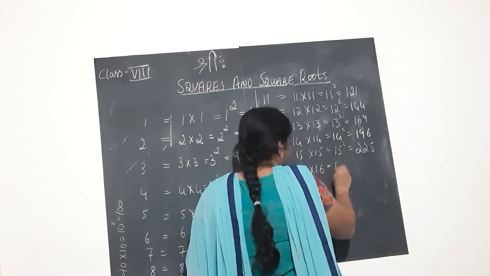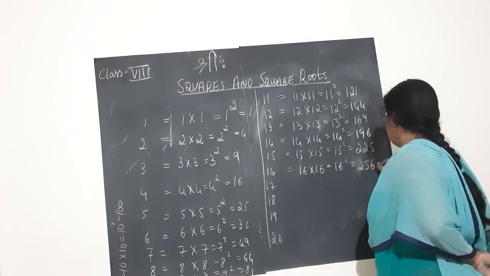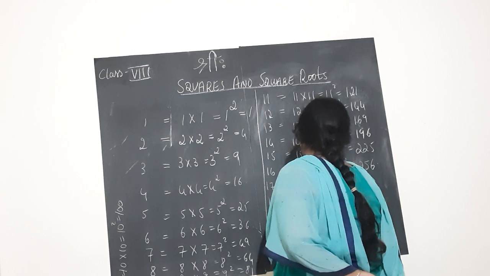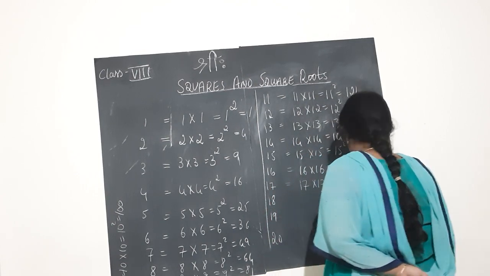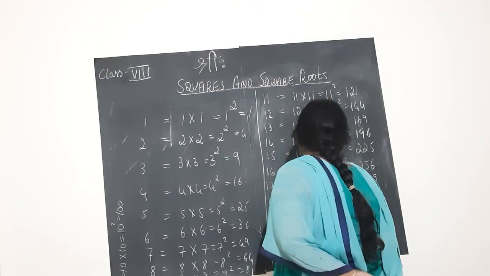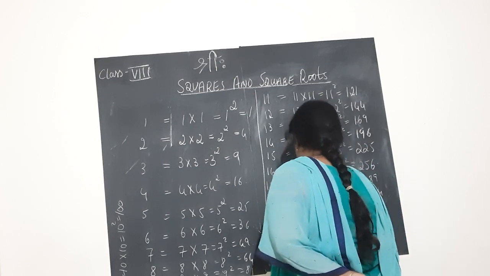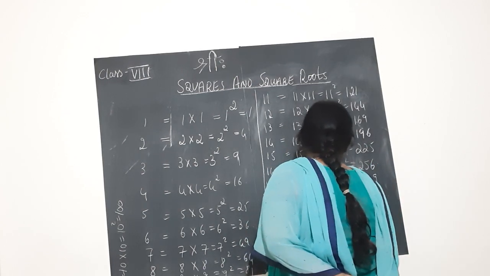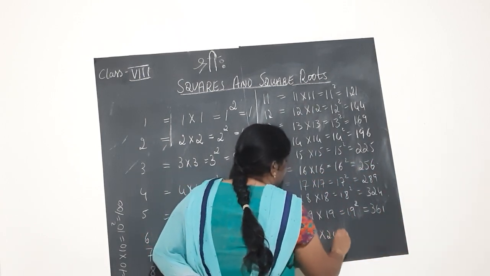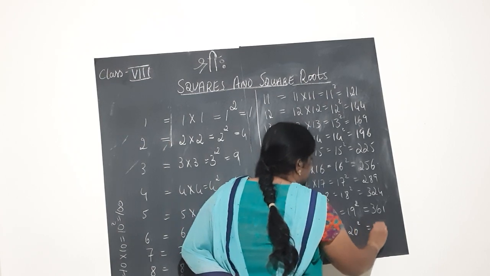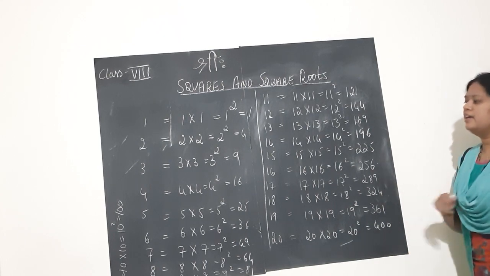15 into 16 is equal to 16 square. 16 square is 256. 17 into 17 is 17 square, which is 289. 18 into 18 is 18 square, which is 324. 19 square, children, is 361. And 20 into 20 is 20 square, which is equal to 400.